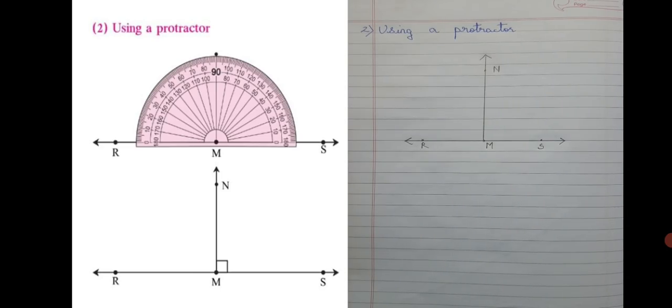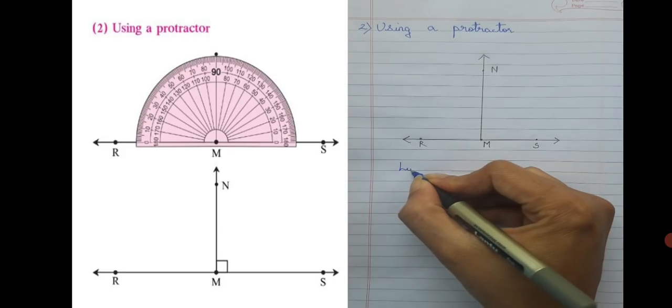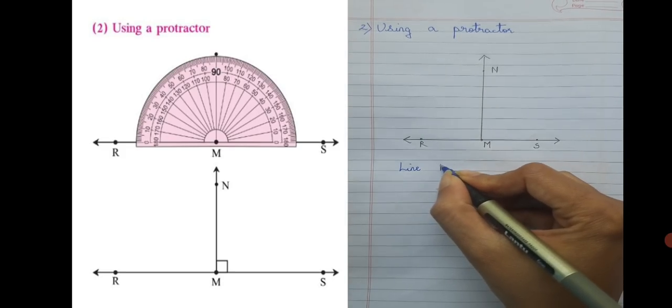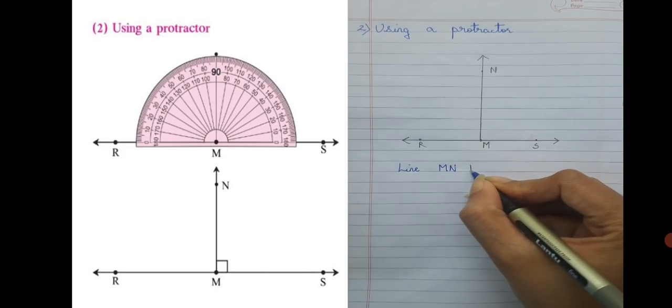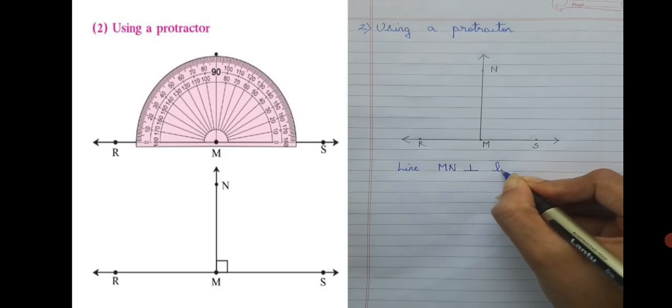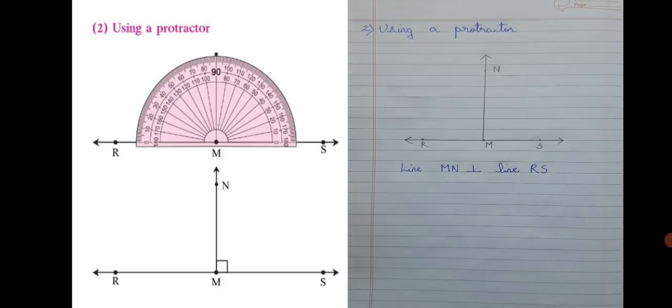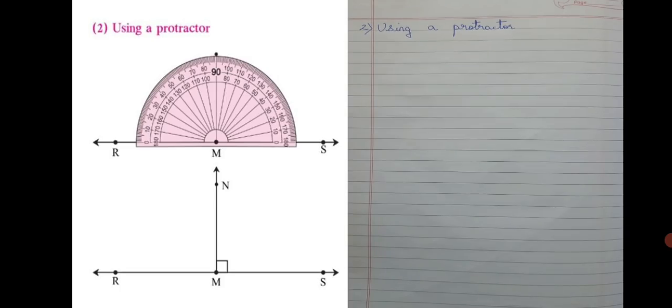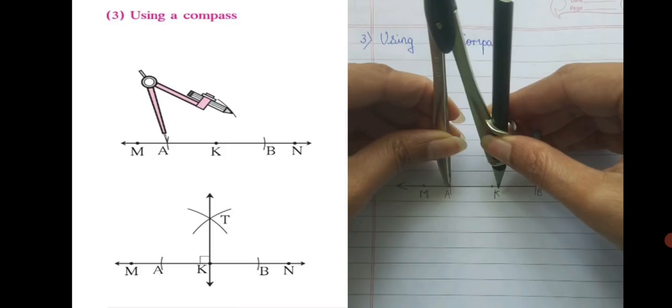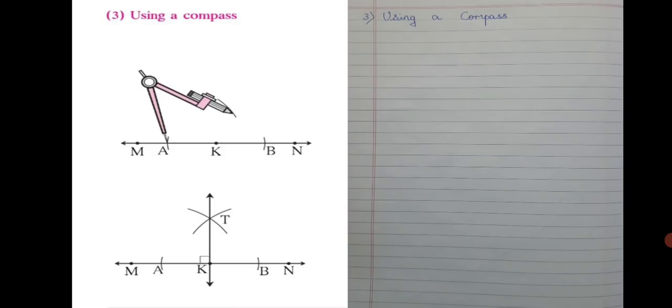And how do we write it? We can write it using symbol. So line MN, perpendicular sign, perpendicular to line RS. So this way we have drawn a perpendicular line to a point on the line using a protractor. Now third, we are going to learn to draw a perpendicular to a point on the line using a compass. So let's see how we can draw using a compass.